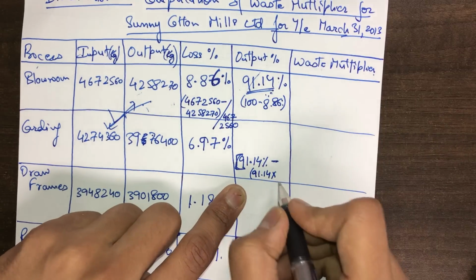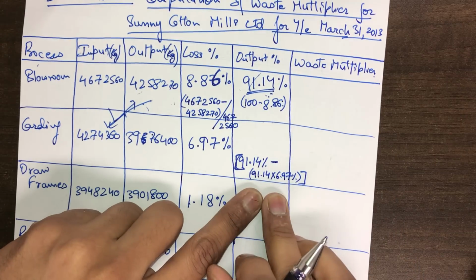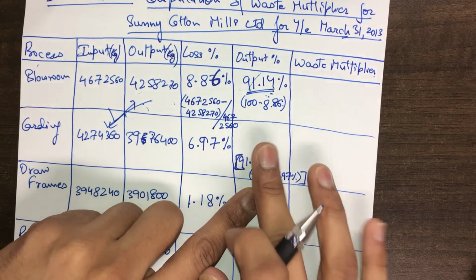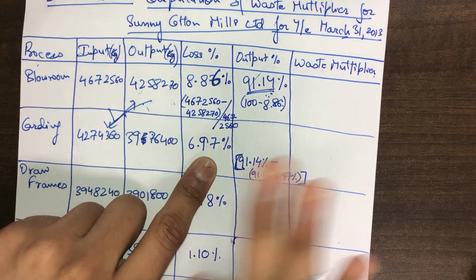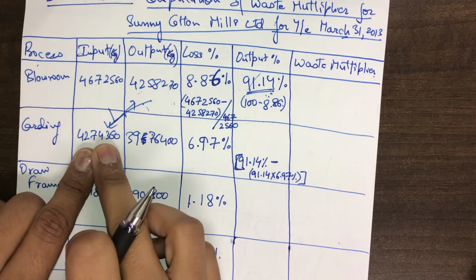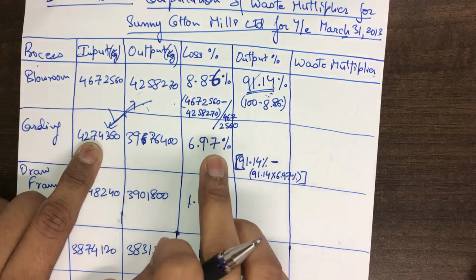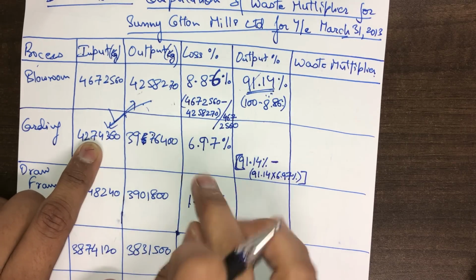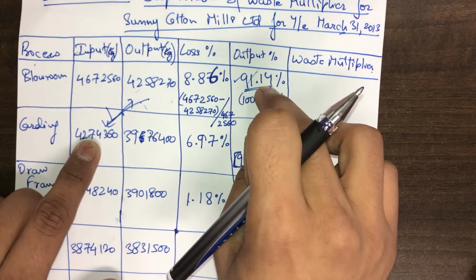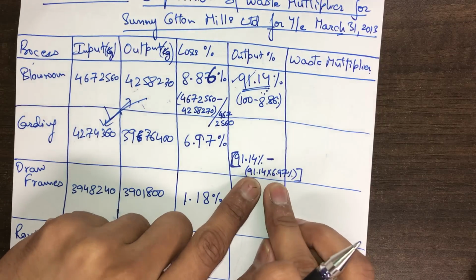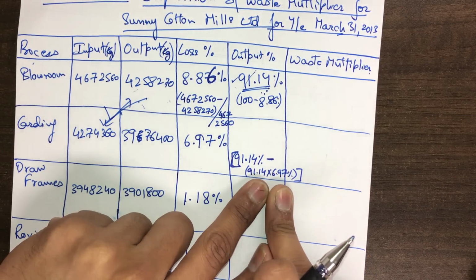the input multiplied by the loss percentage from the input. Are you getting what I'm doing? So the loss percentage will never change. Even if the input is 4274360, even if the input is 502000, whatever the input, the loss percentage will never change. And hence, if the input is 91.14, then also the loss percentage will remain the same. If it remains the same, then the loss will be 91.14 multiplied by 6.97%.